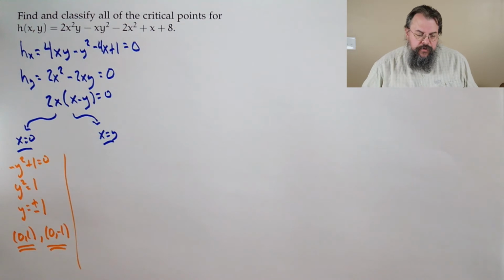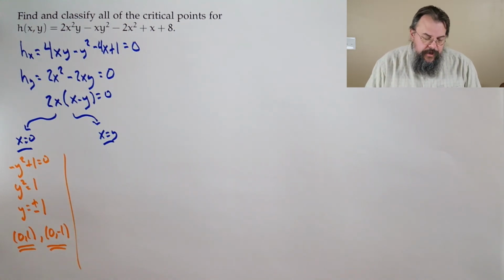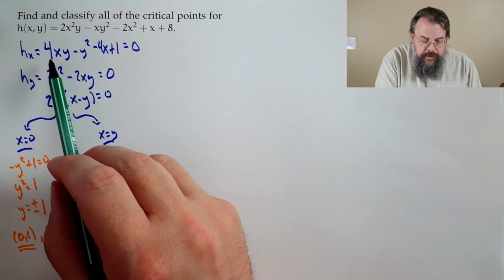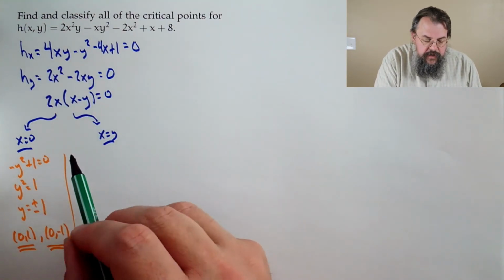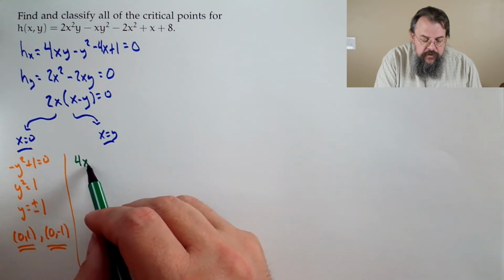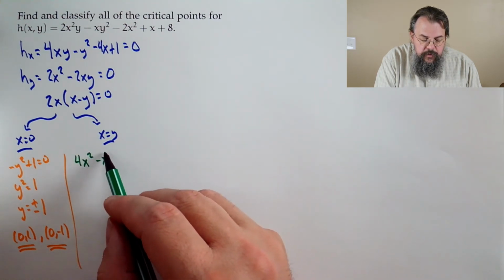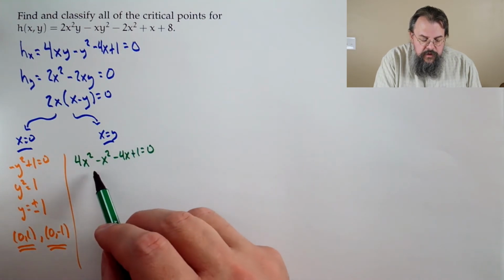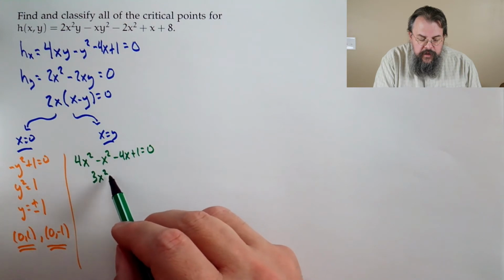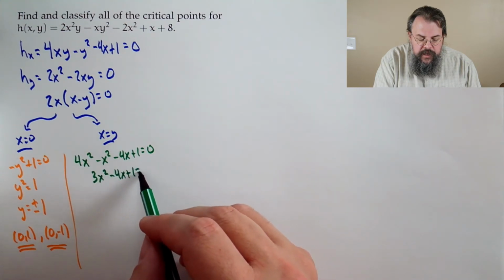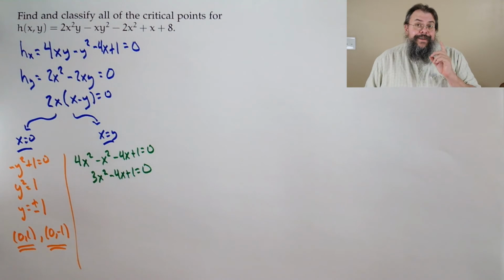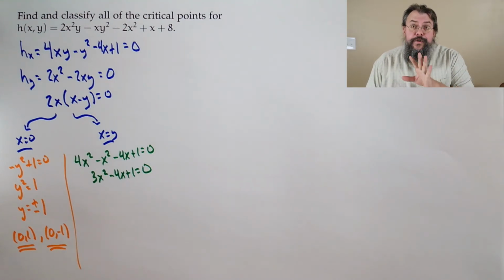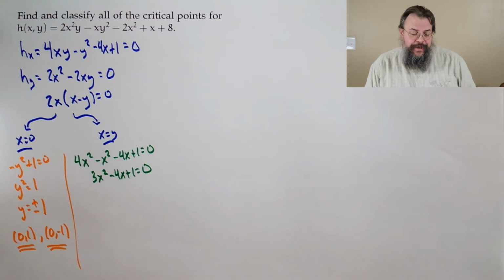All right, so now we're supposing x equals y. What happens? Well, again, we come back up here. I'll replace y by x. So we'd have 4x squared minus x squared minus 4x plus 1 equals 0. Or if you like, 3x squared minus 4x plus 1 equals 0. Now, does this factor? And it will factor. I have faith in it.